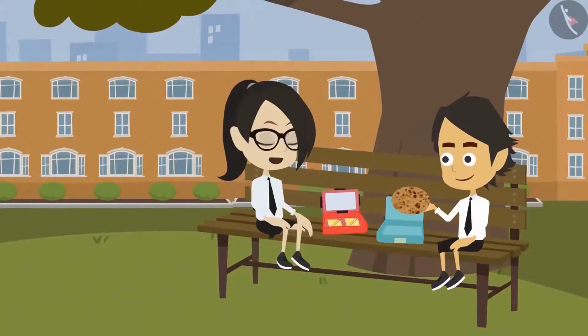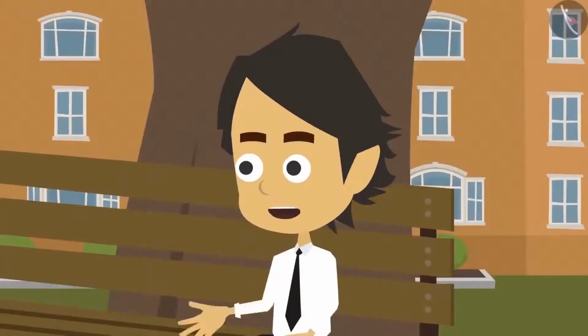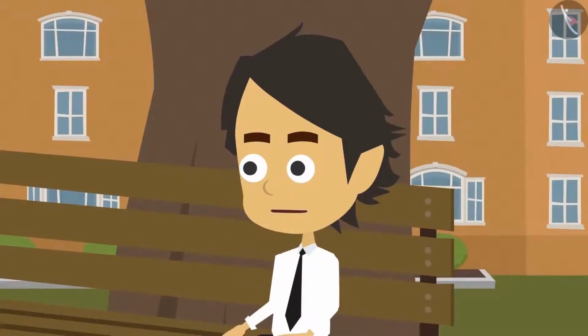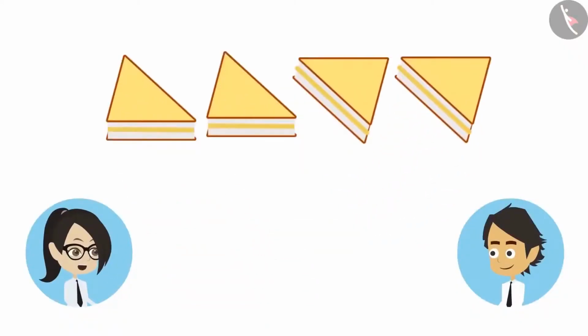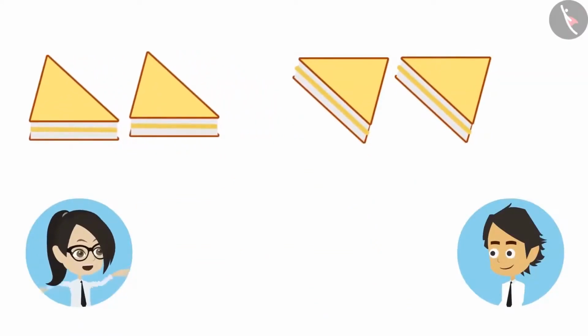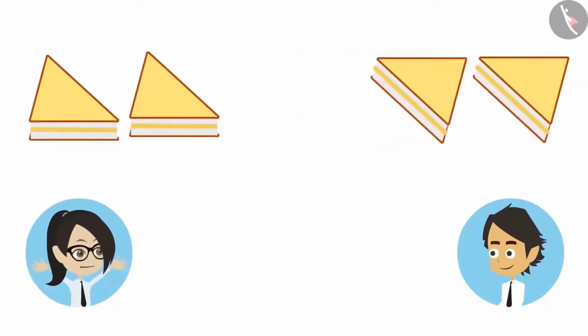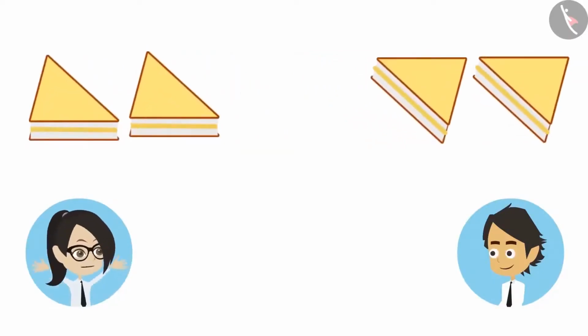You give half of your paratha to me, I will give you half of my sandwich. Half means dividing anything into two equal parts, right? Yes, like I have 4 sandwiches. If we divide 4 sandwiches into 2 equal parts, then one part will have 2 sandwiches. I will keep one part for myself and the other part I will share with you. Now look, I have 2 sandwiches and you too have 2 sandwiches.